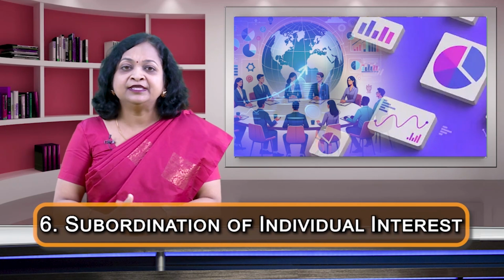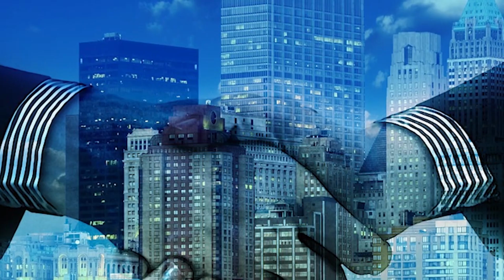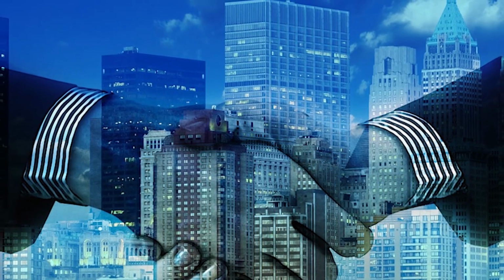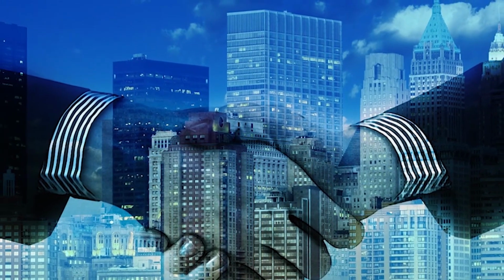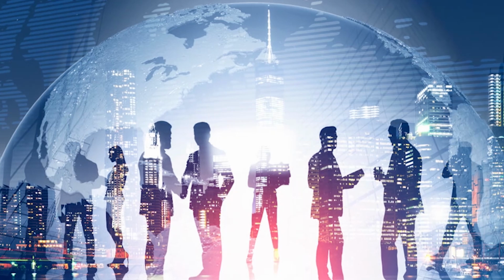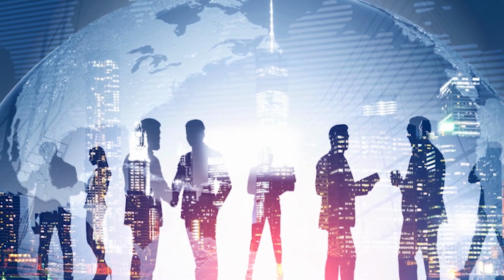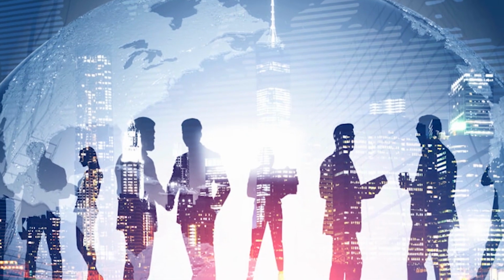Next is subordination of individual interests. This indicates a company should work unitedly toward the interest of the company rather than personal interest. Be subordinate to the purposes of the organization. This refers to the whole chain of command in a company.